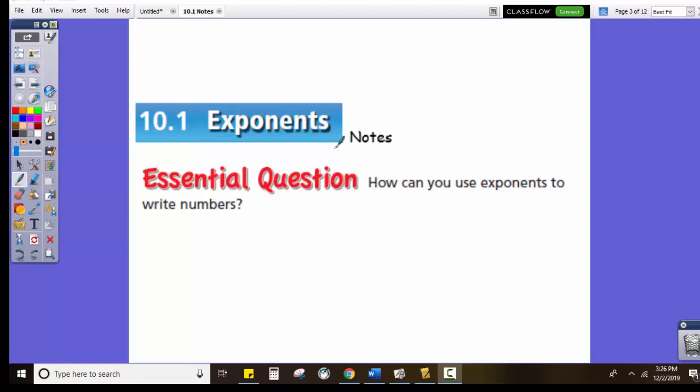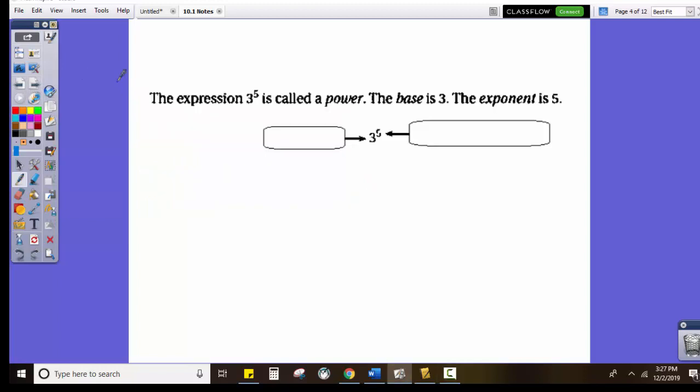Okay, we're going to be looking at exponents here and powers. So our essential question is, how can we use exponents to write numbers? So some information that you should have ahead of time. It says the expression 3 to the 5th is called a power.